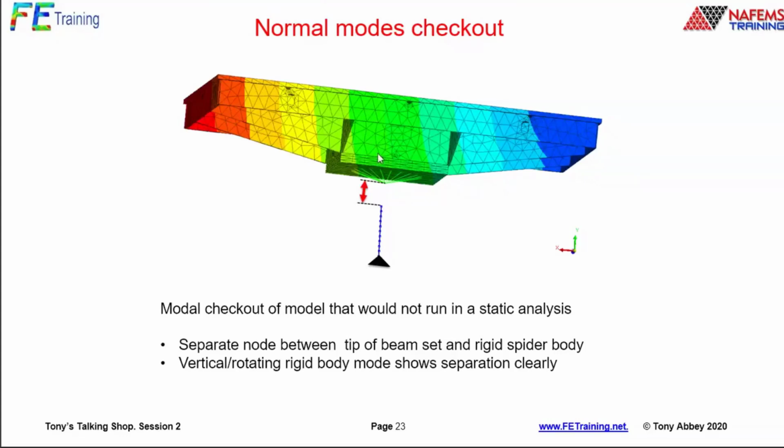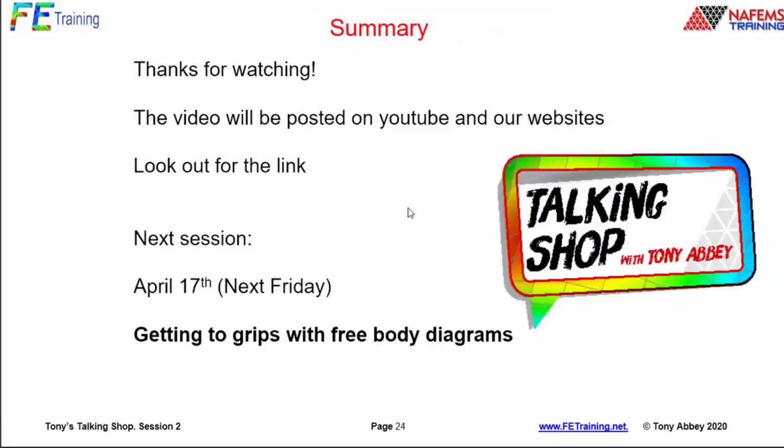And this is just a screen grab of a particular rotational rigid body mode, clearly just flying around in space. All that happened was I forgot to merge the bottom of the spider there with the top of the beam. So a quick 2-minute job, rerun the analysis, and away we go. So that's the kind of thing that we're interested in there. So that's it. I've overrun a little bit, but thanks very much for watching.